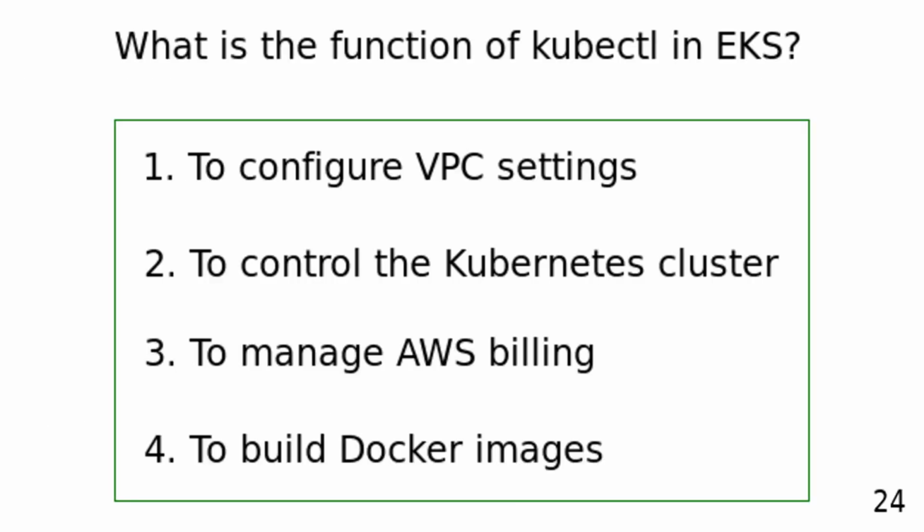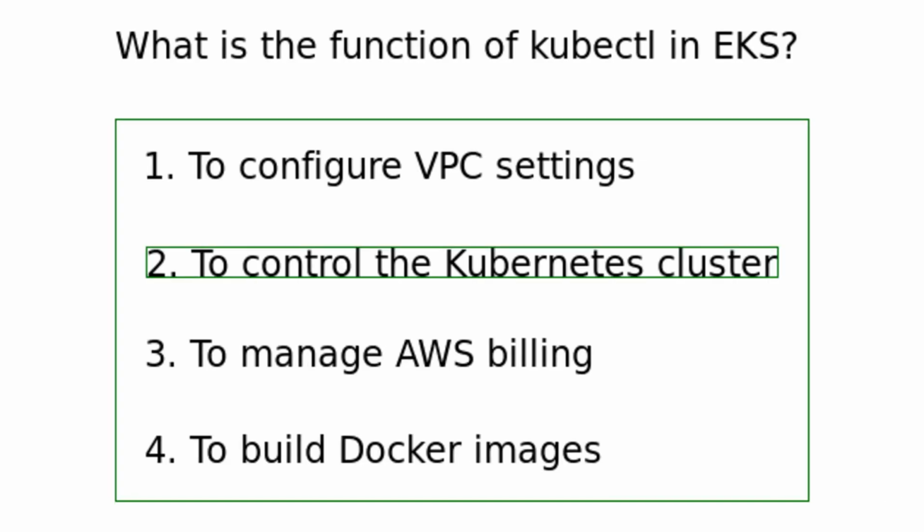What is the function of kubectl in EKS? To configure VPC settings. To control the Kubernetes cluster. To manage AWS billing. To build Docker images. kubectl is the Kubernetes command line tool used to control your EKS cluster, deploy applications, and more.